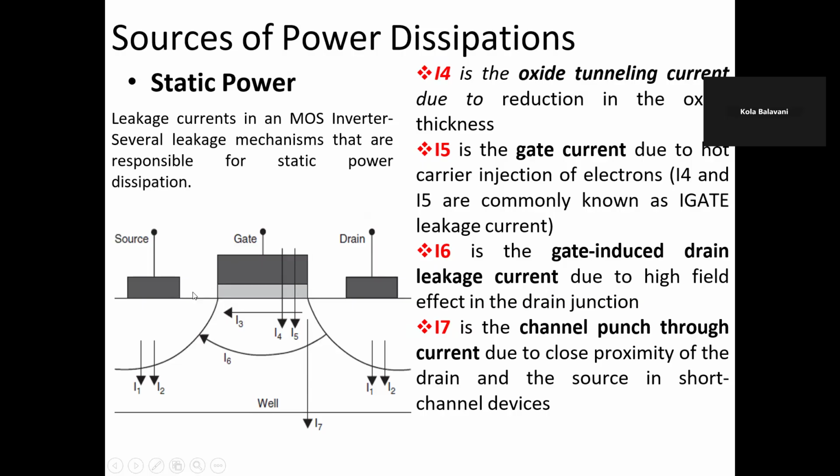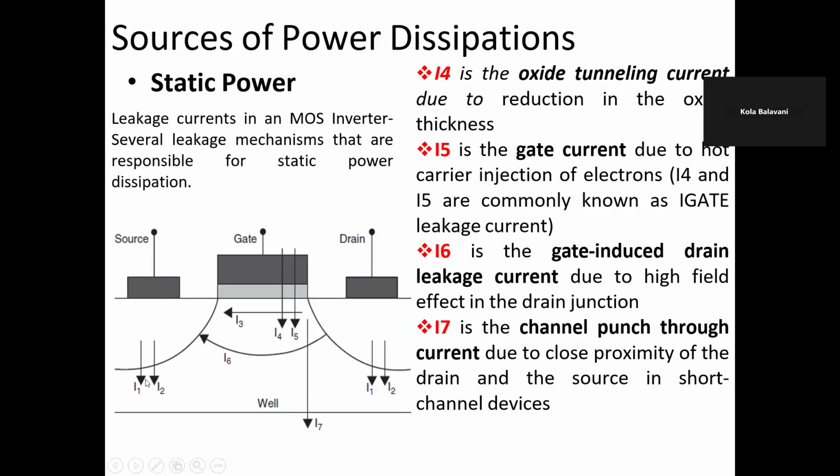Whenever the technology is shrinking, technology indicates the distance between source and drain. Whenever these two are very near, source and drain are very close, due to the close proximity of drain and source in short channels, punch through leakage will occur. So these are the different types of leakages, and these all come under static power dissipation only.